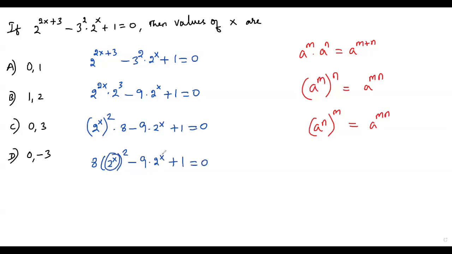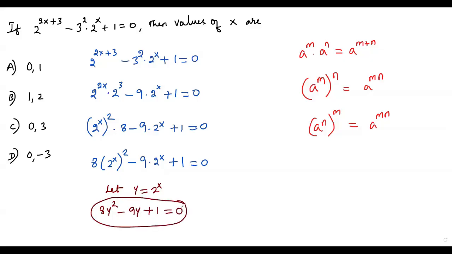Here I find 2^x and here I find 2^x. To make further solving of this equation easier, I'm going to assign a new variable for 2^x. That is, let y equal 2^x. So here we can plug in y, here we can plug in y. Then I'm getting 8y² − 9y + 1 = 0. Now I got a quadratic equation in terms of y, so I can solve for y. I'll be getting two values for y because it's a quadratic equation. Once I get the values of y, I can replace y by the original 2^x. Further, I can solve for the original variable x.